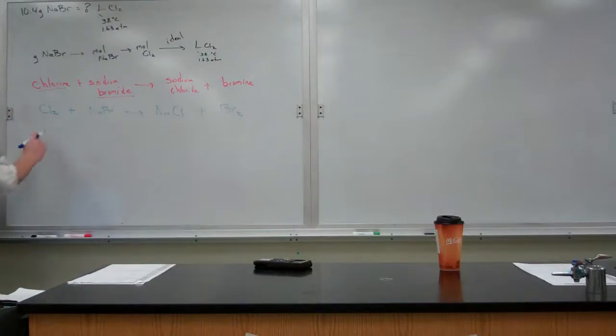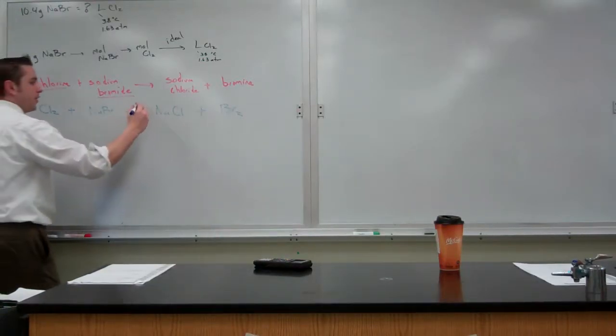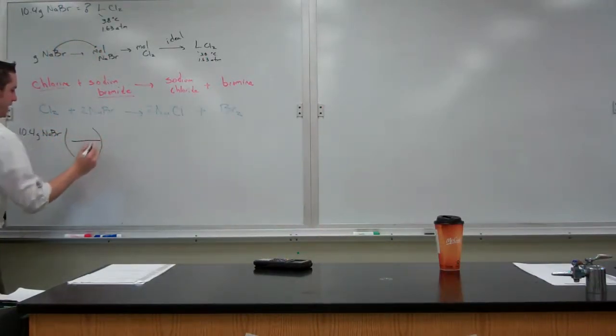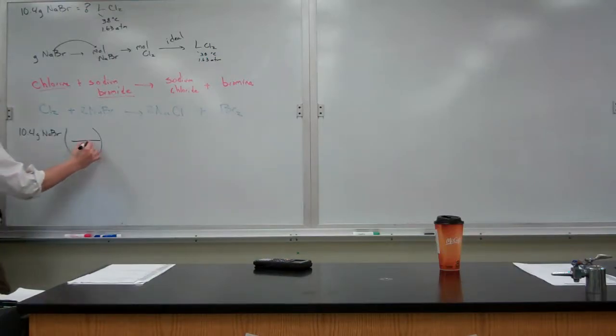Have to balance this thing. 2 Cl's on the left, 1 on the right, so I put a 2 there. Na changes to 2, so to fix it, I put a 2 there, and that balanced the bromine. Now we're going to try to solve our problem. I start with what I'm given. I want to change it to moles as quickly as I can. So, grams of NaBr on the bottom.